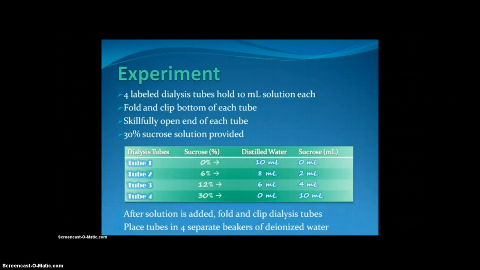But anyway, we then filled the tubes with a specific amount of sucrose and distilled water based on the 30% solution we were provided, which you can reference in the chart. Then we folded the open end over and fastened the dialysis clips. We then measured the weight of all the tubes before placing them into beakers of deionized water. We dried and measured the tubes 5 more times over the course of an hour at intervals of 10 minutes each.